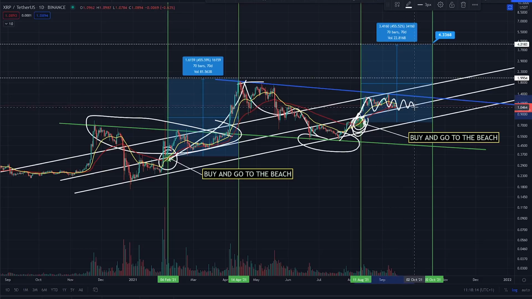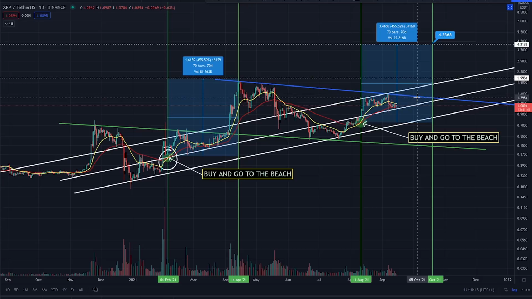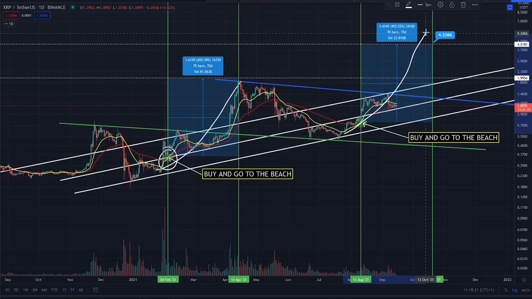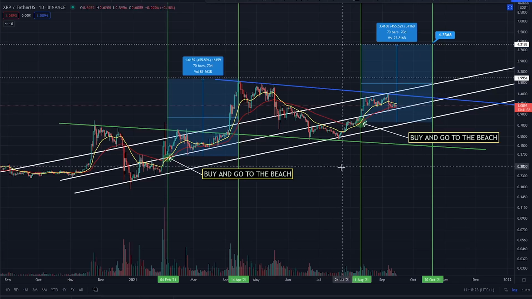You're coiling up, you're looking for a break. That's your next target, $4.50, which is a 1618 fib extension, as this one was and as this one is. Do you understand that? So can you see the similarities?